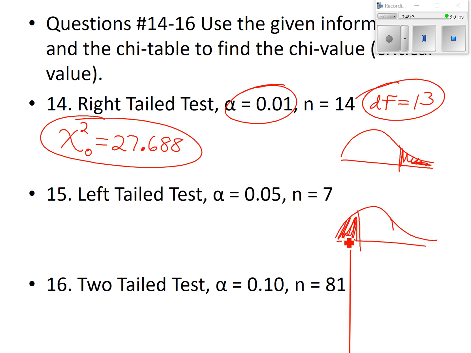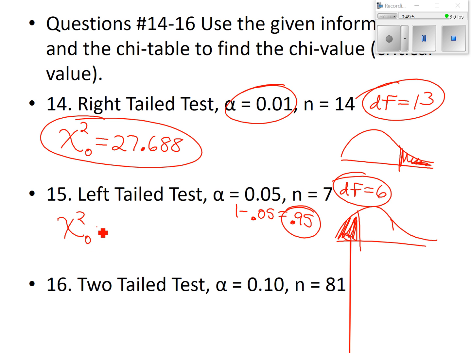So this time, our DF again is 6. This time we don't want 0.05, we actually want the 0.95 because we have to subtract from 1 here. So we use 0.95 and the DF is 6. It's 1.635. Squared? 1.635. It's not negative, right? No, chi's don't have any negatives. And then you've got to do like half.